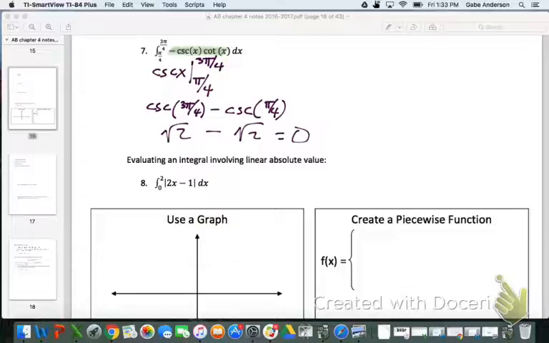It almost looks symmetrical, doesn't it? So you've got part of the area above, part of the area below, so to some degree they should cancel out, and it appears they completely cancel each other out to get a 0 there. Okay.